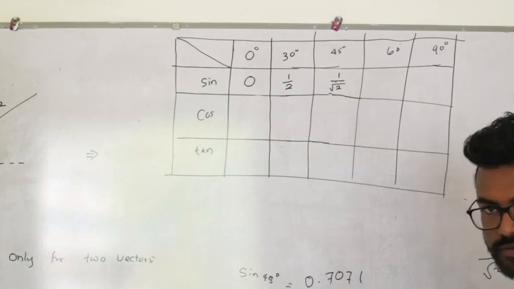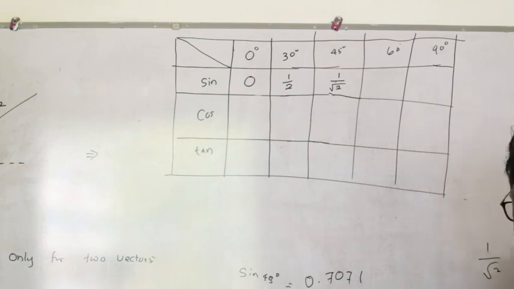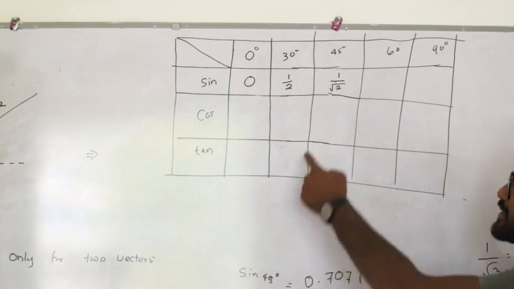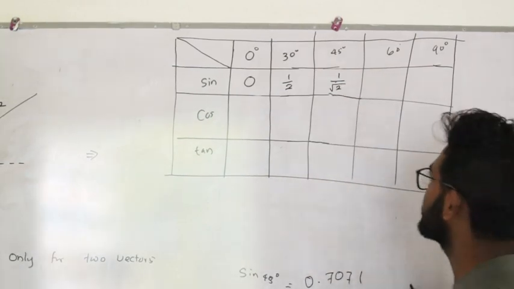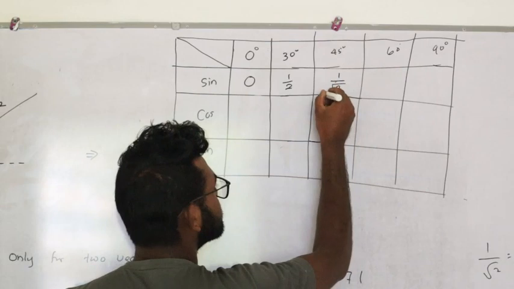Do you have a phone with you? Shall we use the calculator and see what's the value of 1 over root 2? 1 divided by root 2. Same answer, right? Yes. So instead of remembering this decimal, we can remember with a certain fraction. So that will be 1 over root 2.